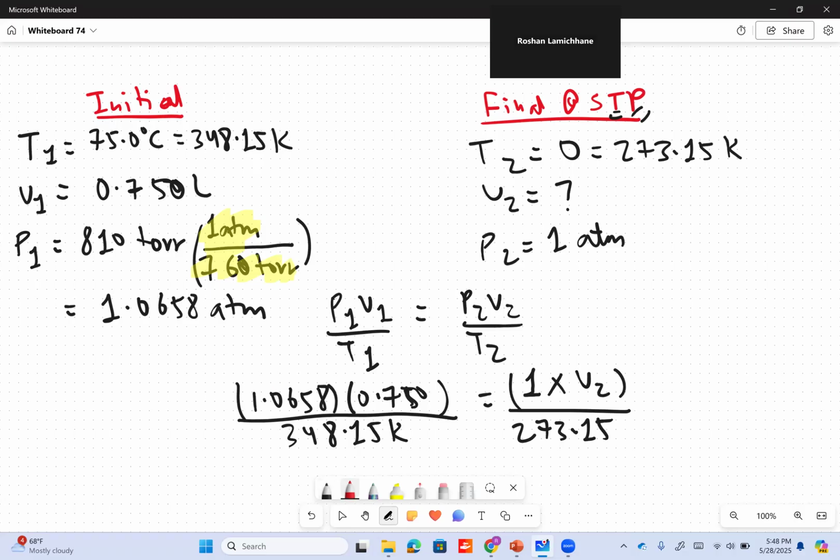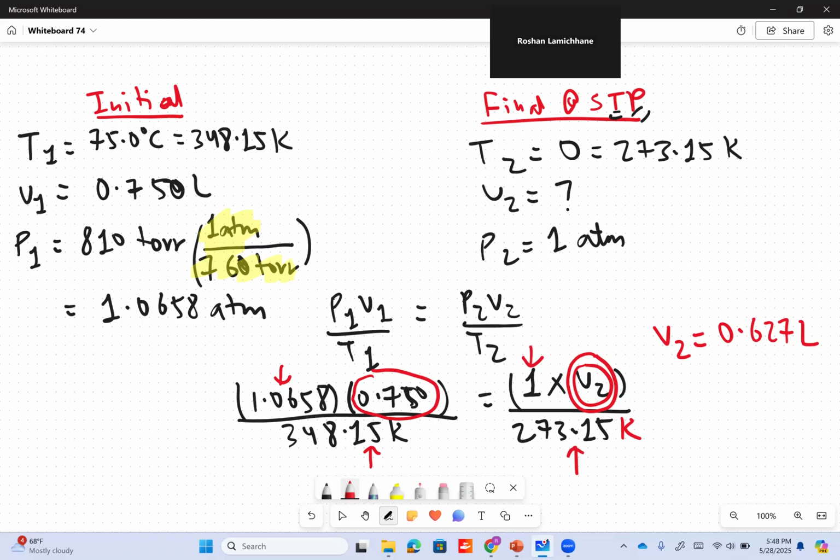Now if you do the math, the unit 1.0658 atm is going to cancel out with this 1 atm. The Kelvin here is going to cancel out with this Kelvin right here. I converted the milliliters to liters, that is why my final unit will end up being in liters. My V2 will be in liters. If you do the math, I will end up with V2 being 0.627 liters.